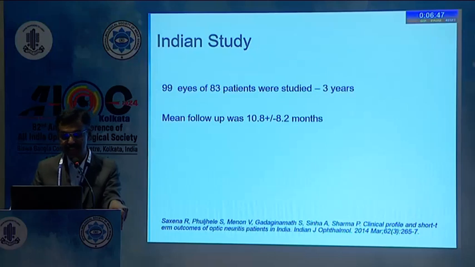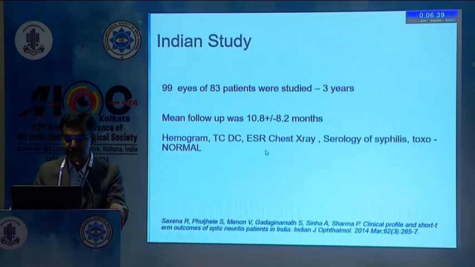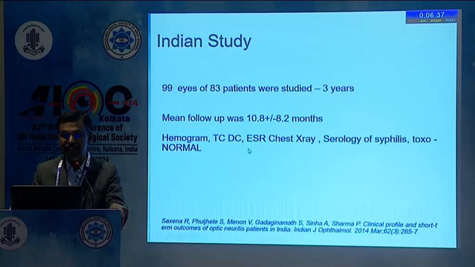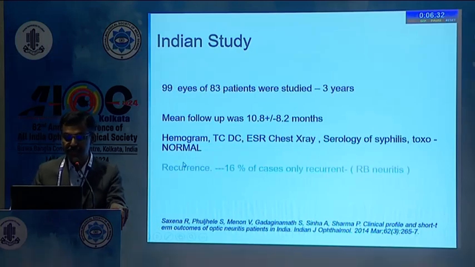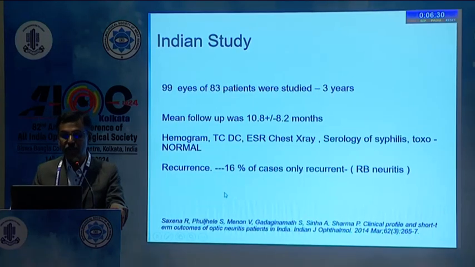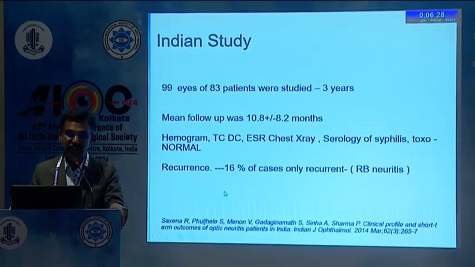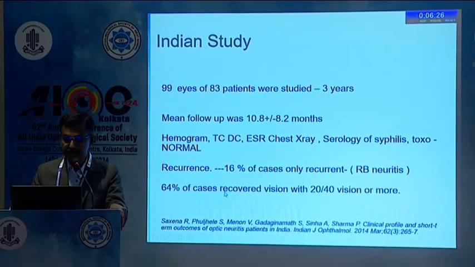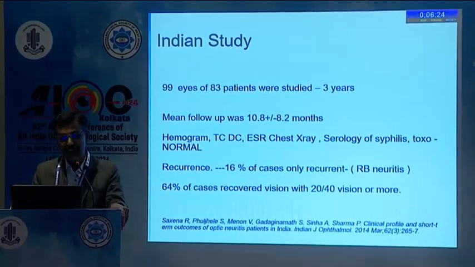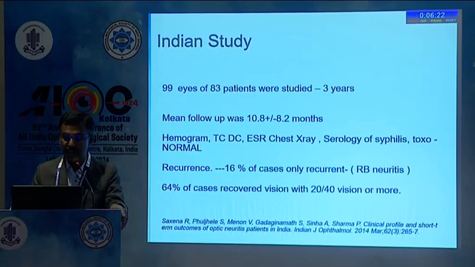There was one Indian study done in 2014, where they studied 99 eyes of 83 patients over a period of 3 years. They did all these blood investigations and found them to be normal in the majority of the patients. They found that only 16% of the cases were recurrent, and the majority of the patients recovered with reasonably good visual acuity.